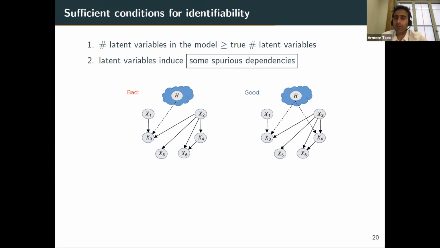Sorry, I interrupted. If I understand correctly, you can still learn the causal structure and the direction of the arrows, but you're losing the identifiability of your B matrix. Exactly. Yeah. Right, I understand. Okay. Great.